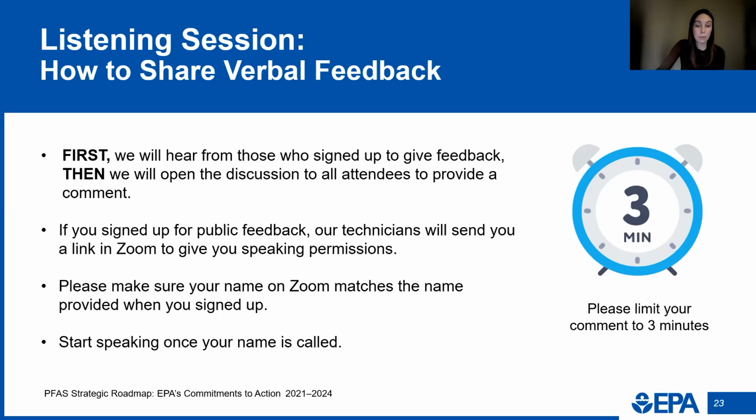If you signed up ahead of time, you should have already received a message in Zoom with a link or a message that you need to click on. That will give you speaker permission. Please click on that link. When you have permission to speak as a panelist, we'll call your name. At that point, you should unmute and begin speaking.